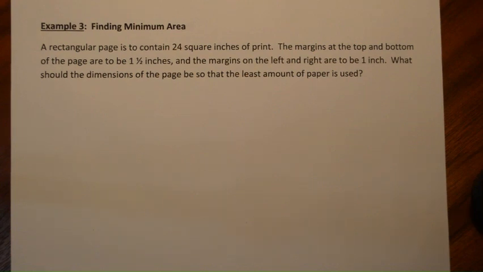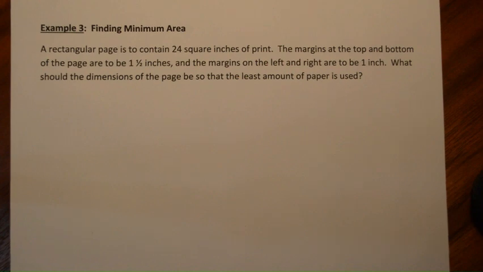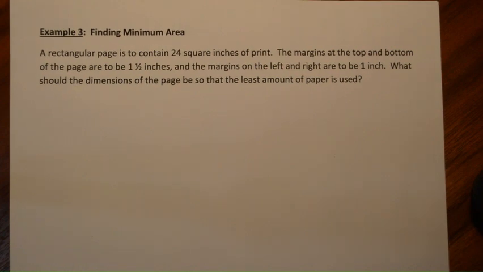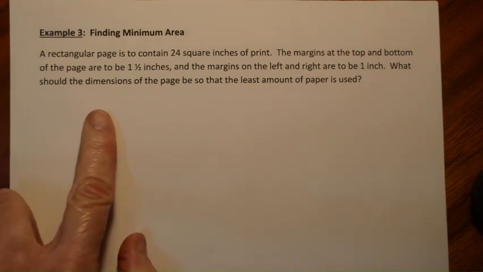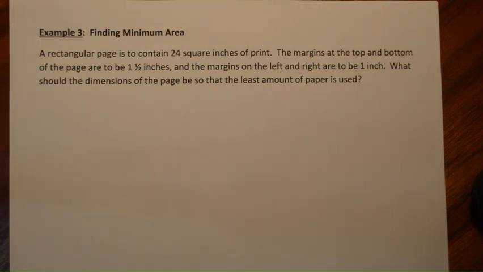Hello, I just wanted to work on some of these optimization problems that we started together. So we have this problem here. A rectangular page is to contain 24 square inches of print. The margins at the top and bottom of the page are to be 1.5 inches, and the margins on the left and right are to be 1 inch. What should the dimensions of the page be so that the least amount of paper is used?